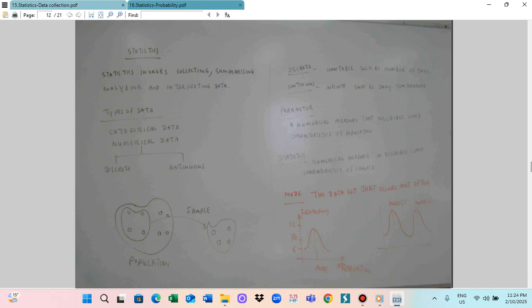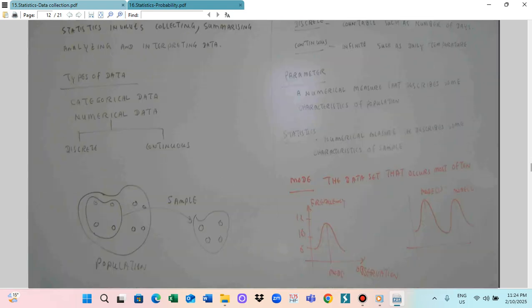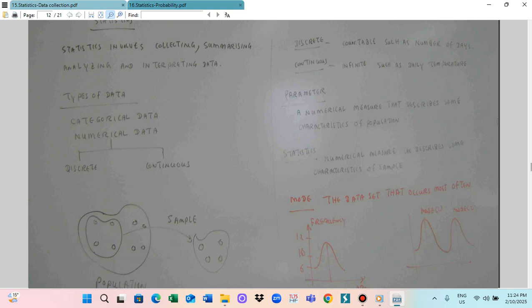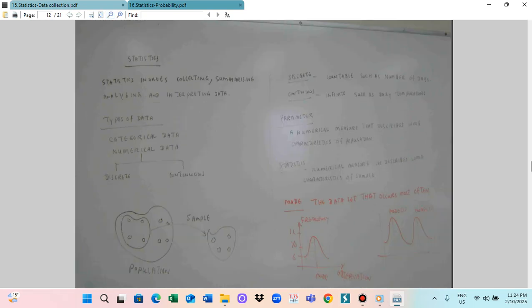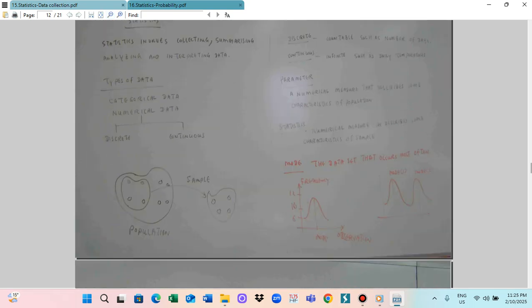So the whole thing will be the population. From this population, this is the data here. From here you can select this one. This is what we call a sample. So population is the whole collection, and from here you select. So this will be the sample.